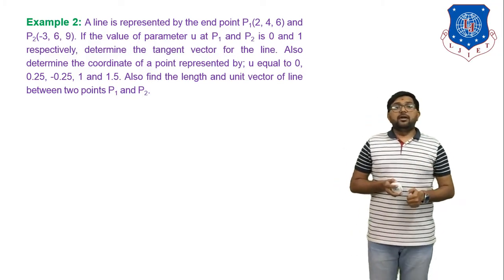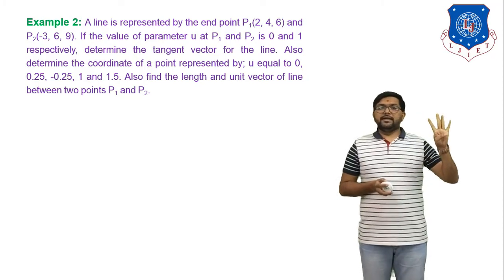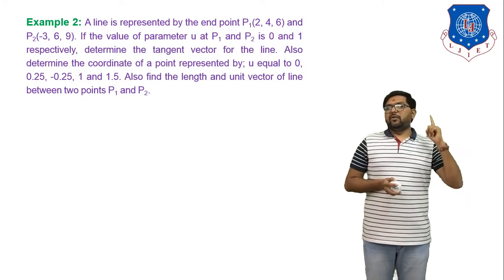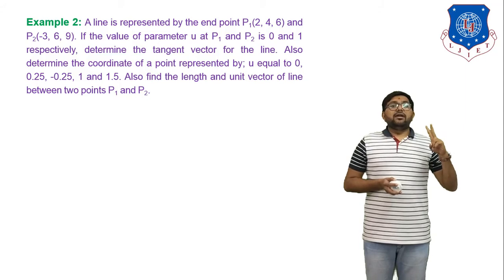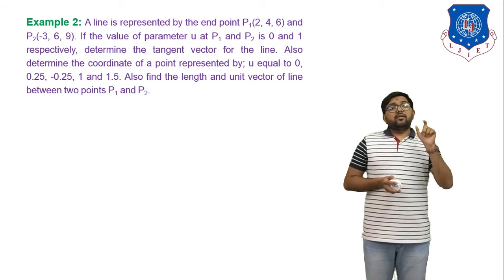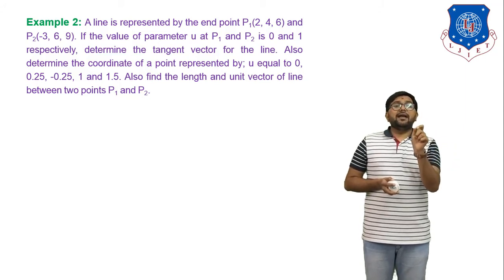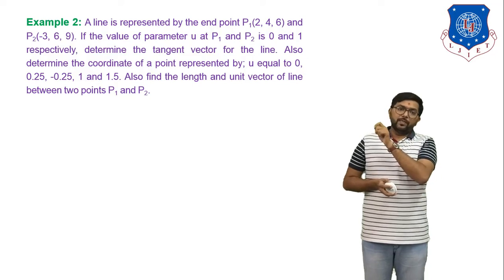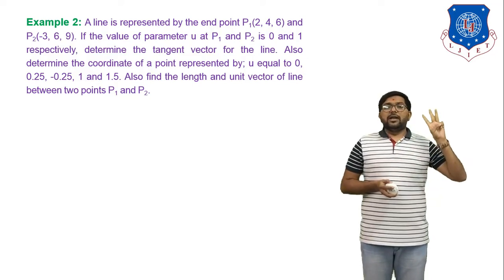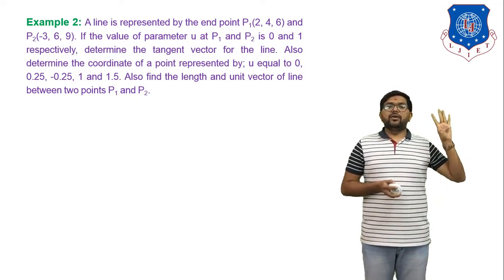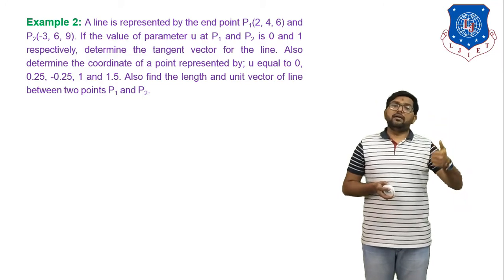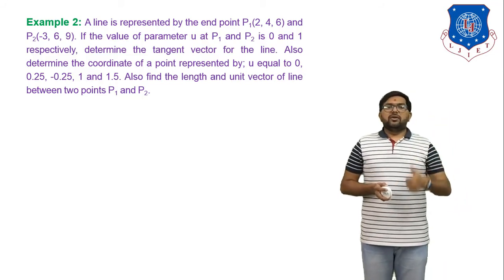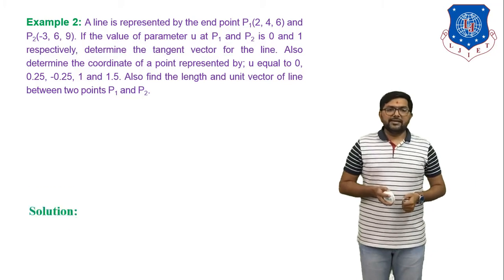So in this numerical you have to calculate a total of 4 things. First, you have to calculate the tangent vector. Second, you have to calculate the coordinates of the point at different values of u. Clear? Third, you have to calculate the length of the line, and fourth, you have to calculate the unit vector of the line. Okay. So now we have to solve this numerical step by step.